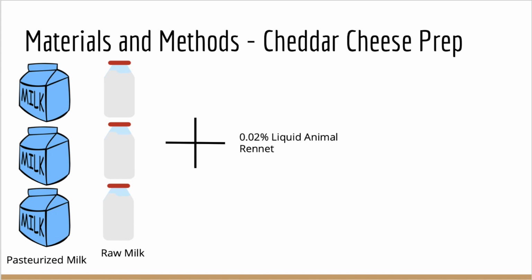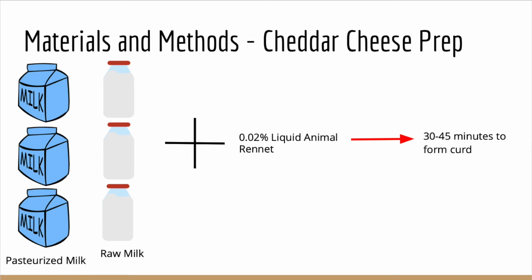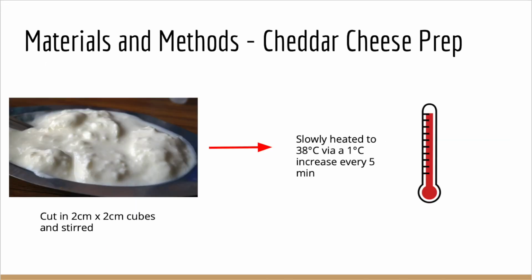After incubation, the samples were combined with 0.02% liquid animal rennet, and then they were left for 30 to 45 minutes in order to form curd. Once a nice curd was formed, they were cut into 2 centimeter by 2 centimeter cubes and then stirred, and they were slowly heated to 38 degrees Celsius via a 1 Celsius increase about every 5 minutes.